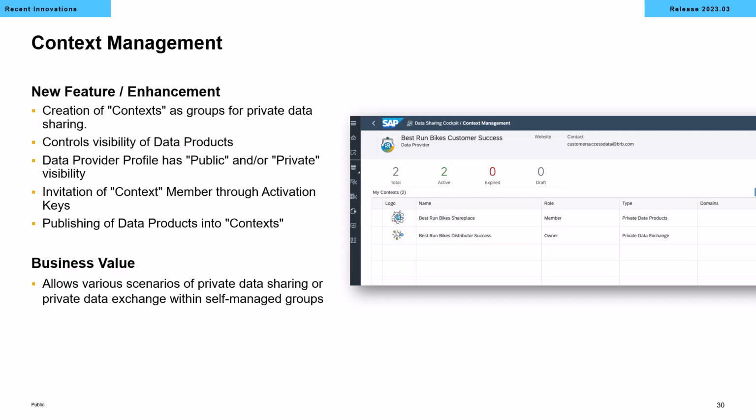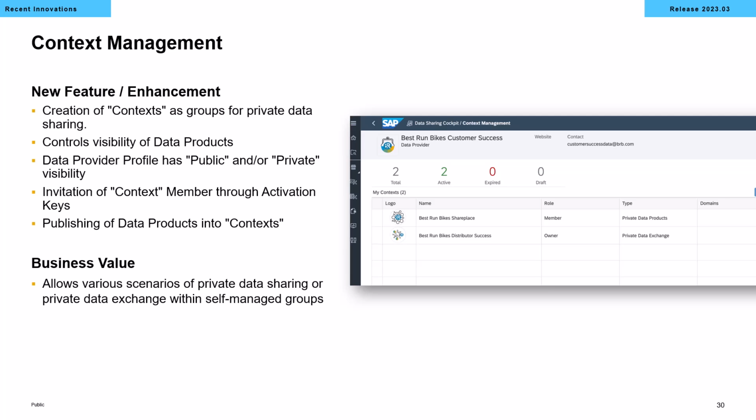So the next topic is about context management that is newly introduced into the data marketplace component here. So in the context, you can define if data is shared for private or public purposes, so that defines the visibility of your product on the marketplace, who can see it, if it's only available in a private context or if it's publicly available for everyone accessing the data marketplace.